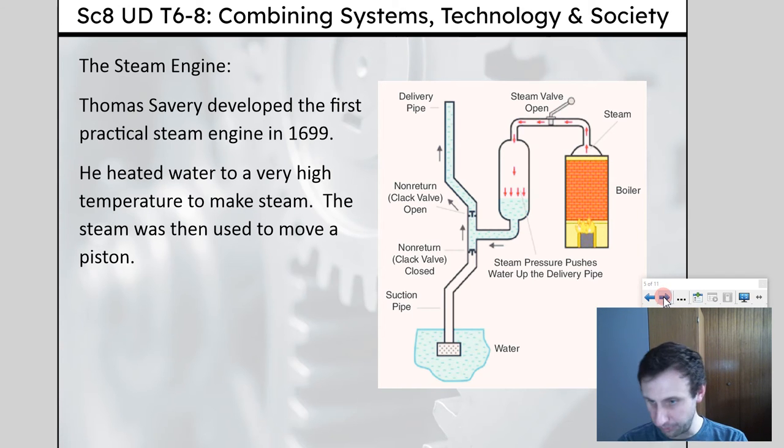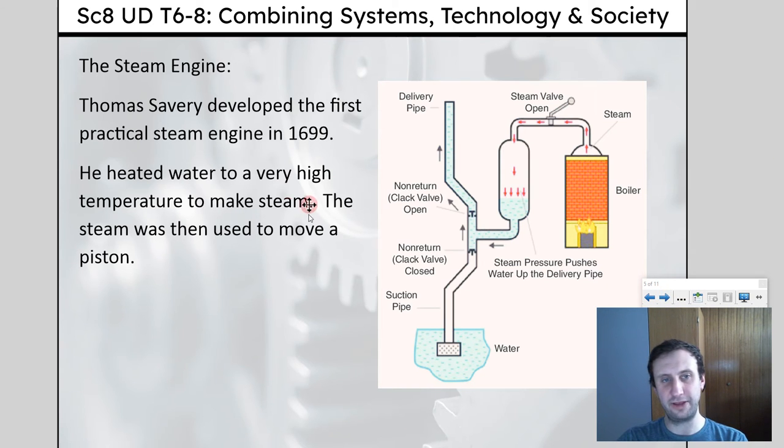So, when you're mining, a lot of water may collect on the bottom. You need to get that out, and that's where the steam engine would come in. It would provide a way to get water removed through suction from a deep hole.